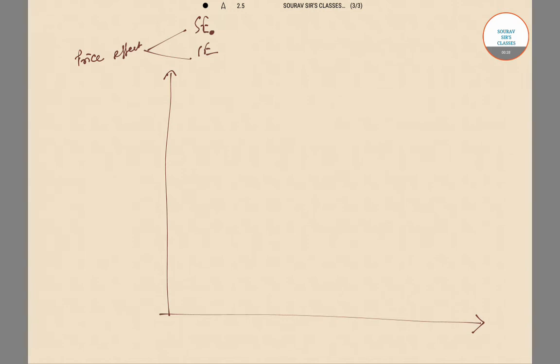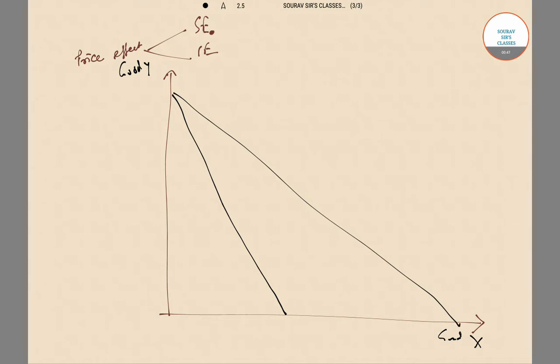So there are two axes. This is good X and this is good Y. Okay, now this is our first line. Okay, so as a compensating variation, this is the second one, and a parallel movement like this.